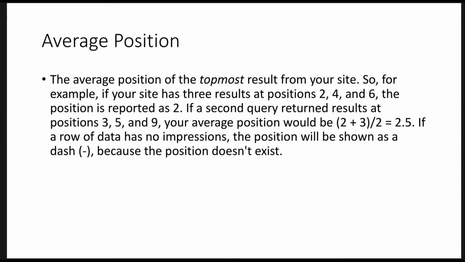So average position, this is pretty self-explanatory, but I want to show you how they calculate it because it is a little bit different and it's something to be aware of. It's the average position of the topmost result from your site. So for example, if your site has 3 results at positions 2, 4, and 6, the position is reported as 2. If a second query returned results at positions 3, 5, and 9, your average position would be 2 plus 3 divided by 2, so 2.5. If a row of data has no impressions, the position will be shown as a dash because the position doesn't exist.